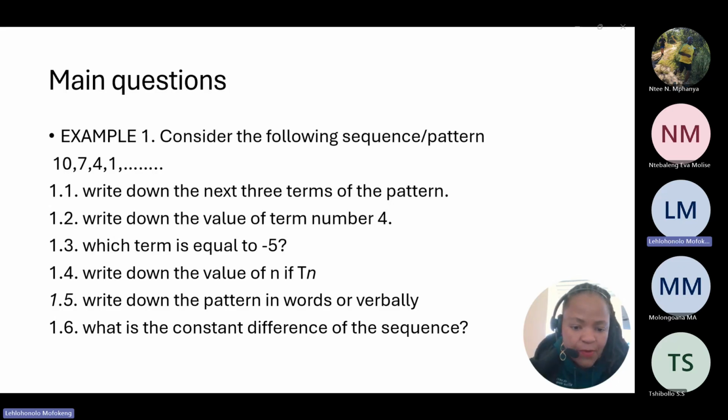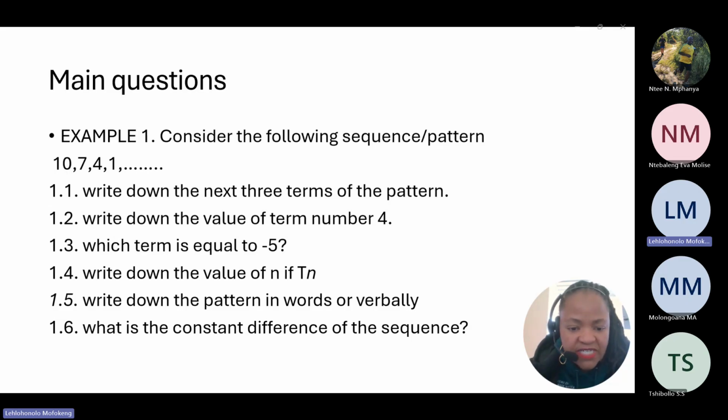Then we go to 1.2. It says write down the value of term number 4. Remember, when we started our presentation, I explained that each number in the sequence is called a term. So they want you to write the term number 4. You have 10, which is the first term. 7 is the second, this is the third, and this one is the fourth term. So your answer for 1.2 will be 1.